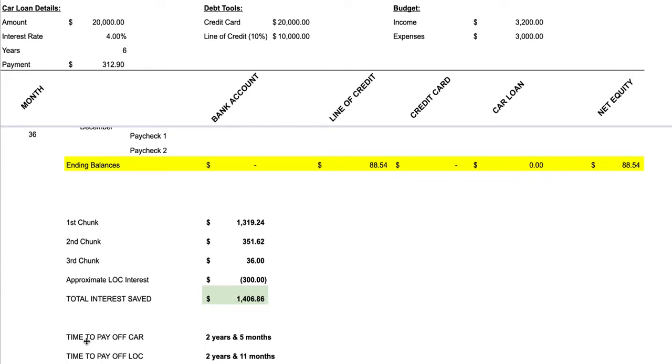And you also paid the car back earlier, right? So remember, it was 6 years to pay the car back. Now the time to pay off the car, in this scenario, is 2 years and 5 months. And the time to pay off the line of credit after you paid off the car is 2 years and 11 months. So it took roughly 3 years to pay back the car and the line of credit, rather than 6 years.